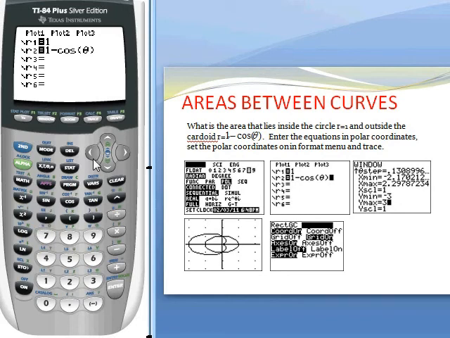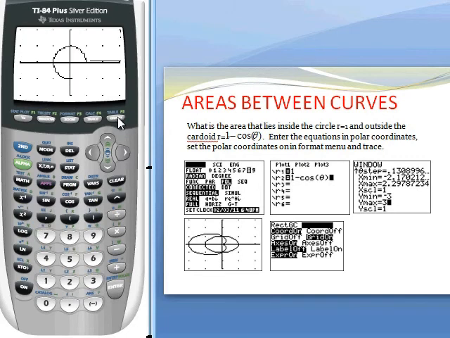And theta is taken from this button here, the variable button. Okay, so you can adjust the window, but I think I have a good window there, and I'll just push enter to graph it, and then it will draw it. So this is the area that I'm looking for. Alright, so let's go find it.